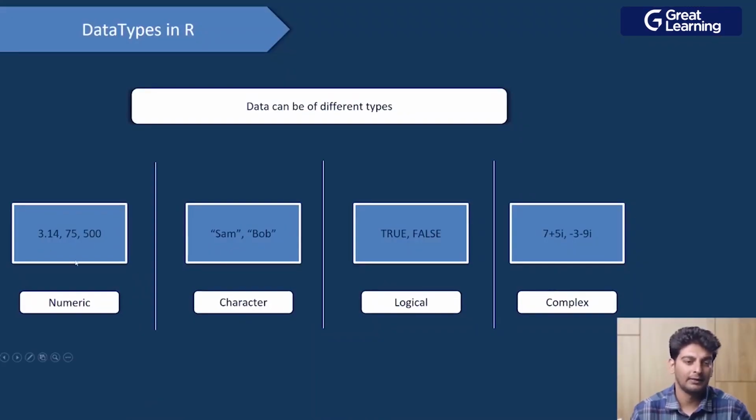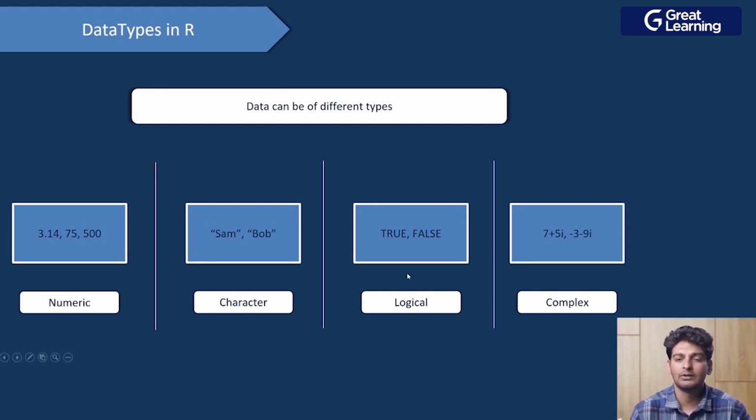Now every variable is basically associated with a data type, and data can be of different types. So data can be numeric. If you've got numbers such as 3.14, 75 and 500, this is basically the numeric data type. And then we also have character data types over here. So if you have names such as Sam and Bob, or sentences like I love pizza or my name is Sam, this is basically the character data type.